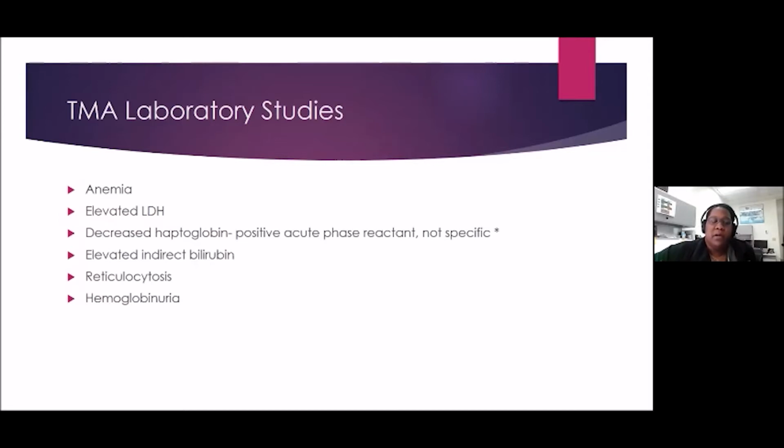As a result of the hemolysis, you'll have unconjugated bilirubin, and so that shows up with an elevated indirect bilirubin. If the patient is able to compensate and respond to the hemolysis, you should see some degree of reticulocytosis. And if there is enough hemoglobin in the circulation, you will actually see hemoglobinuria on urinalysis. So the urine will be red, and you look at it under the microscope and you will not see any red cells.